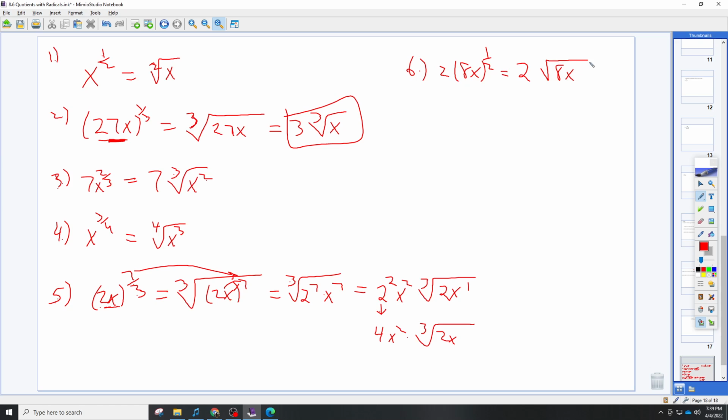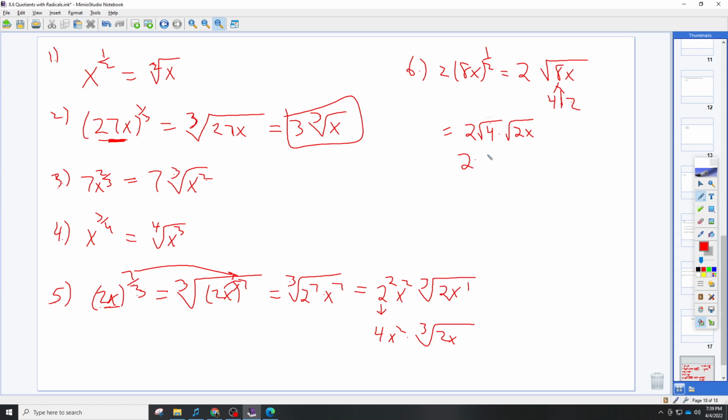So this one would be the type where you have to actually break apart 8 and find a perfect square in 8. That would happen to be 4 times 2. 4 is a perfect square. You can do the square root of 4. So we have 2, and then we have the square root of 4 times the square root of 2x. I'm just breaking apart the 4 and the 2, keeping the x with the 2.